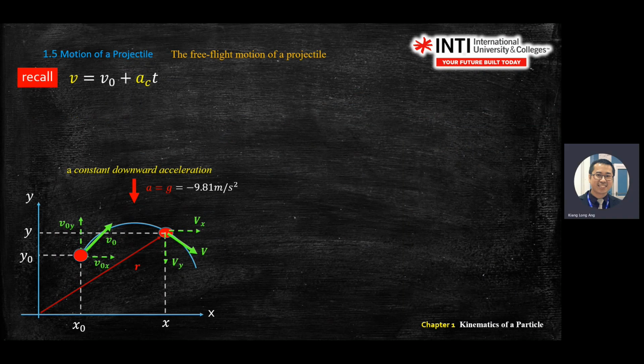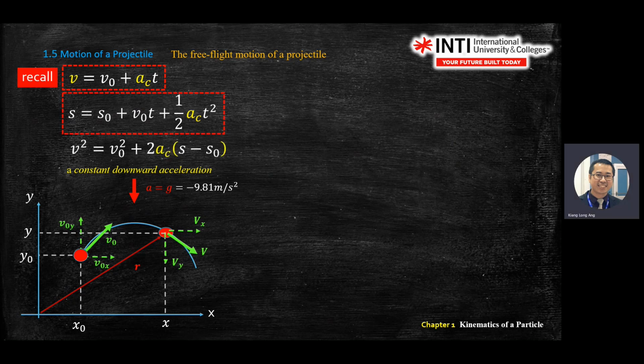So recall the three equations that I mentioned before we started the class. First, v equals v naught plus a_c t. Second one, s or delta s equals s minus s0, equals v naught t plus half a_c t squared. The third one, v squared equals v naught squared plus a_c times s minus s0. These three equations are important. Why? In this case, your acceleration is constant. That's why you can use these equations.